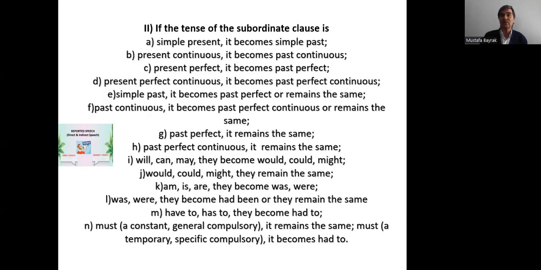If the tense of the subordinate clause is simple present, it becomes simple past. Present continuous becomes past continuous. Present perfect becomes past perfect. Present perfect continuous becomes past perfect continuous. Simple past becomes past perfect, or sometimes remains the same. Yes, simple past sometimes remains the same.